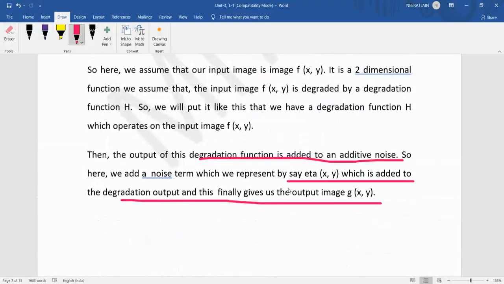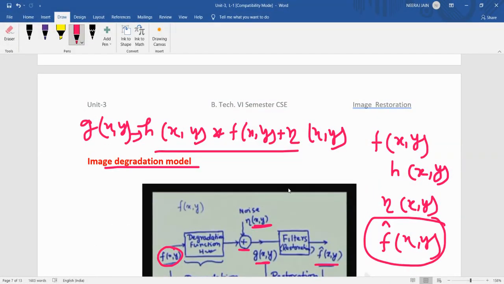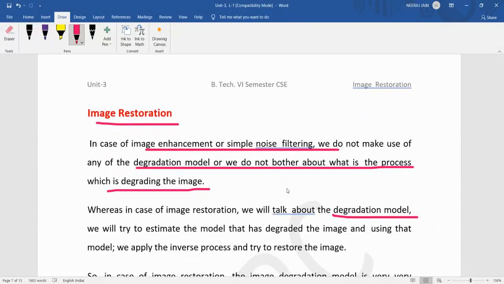In this way we try to develop the degradation model for image restoration. If we want to restore the image, we can develop the degradation model. By this degradation model, if we are able to find the image and apply the inverse of the degradation model, that is the inverse filtering, we achieve an image that is not the same as the original image, but is an approximation of the original image.